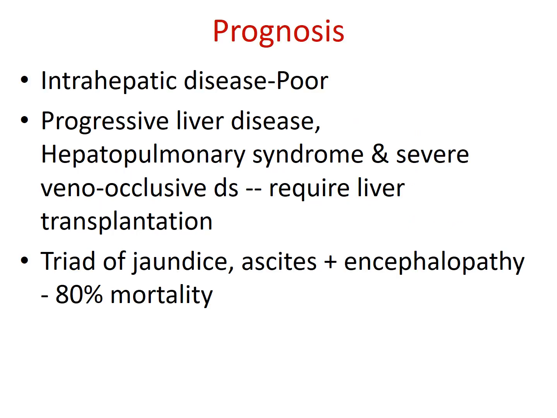Prognosis in intrahepatic disease is poor. Progressive liver disease, hepatopulmonary syndrome, or severe veno-occlusive disease require liver transplantation. And if there is a triad of jaundice, ascites, and encephalopathy, mortality is 80%, so it has a bad prognosis.